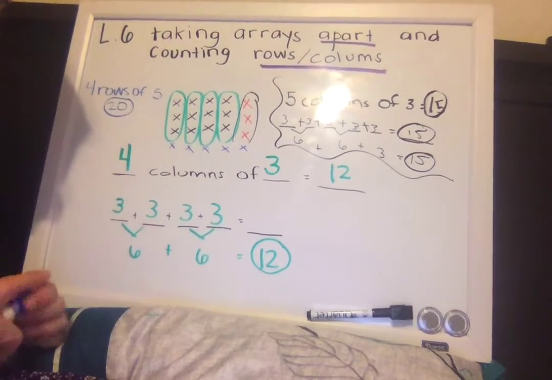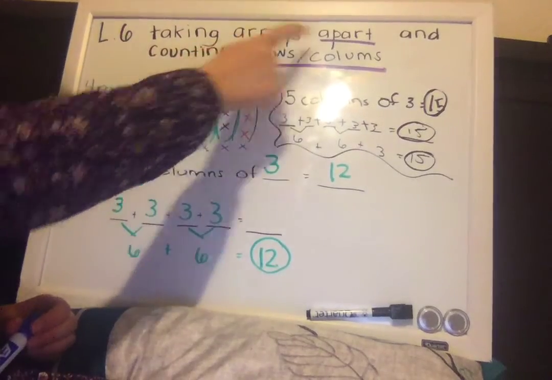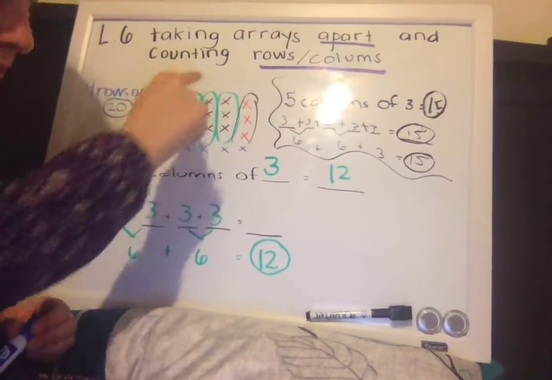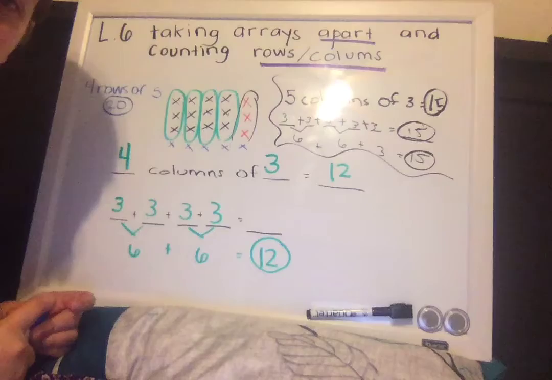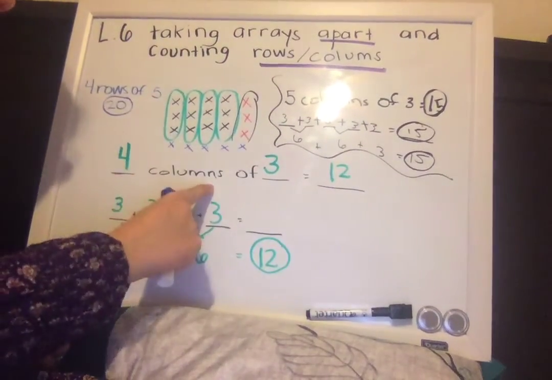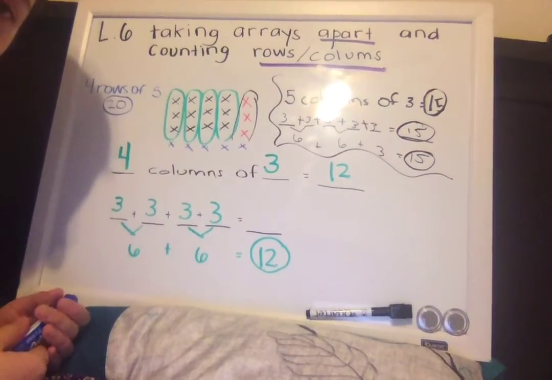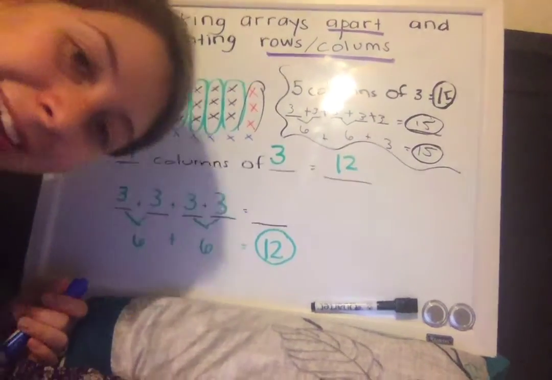Okay? So that's it for what you're going to be doing for today. You're just taking arrays and you're breaking them apart. And you're breaking them apart by just circling them. And you're counting the rows. So here we counted columns or rows. Okay? That's all you're going to be doing today. All right? Good luck, guys.